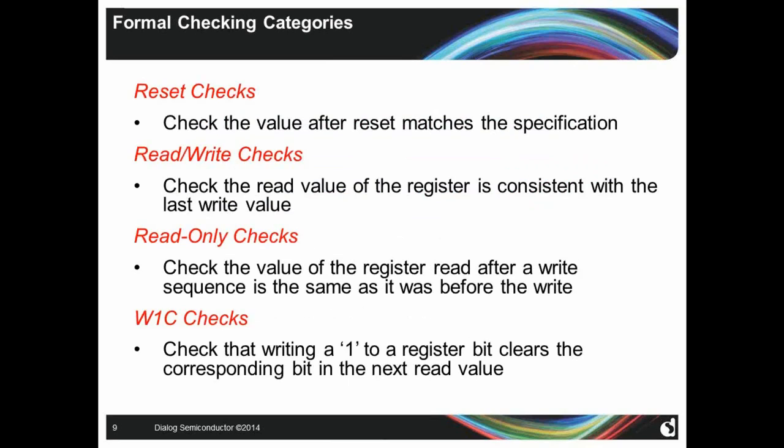The formal checking categories that the register validation app gives us are the reset checks, so checking the values after reset match the specification. Read-write checks, to check that the read-back value is consistent with the last written value. Read-only checks, to make sure that the access policy is honoured, so the value is the same as it was before after a write. And the write-one-to-clear check, which is about clearing an event register, to make sure that if you write a 1 to a bit field, it clears the value on the next read.